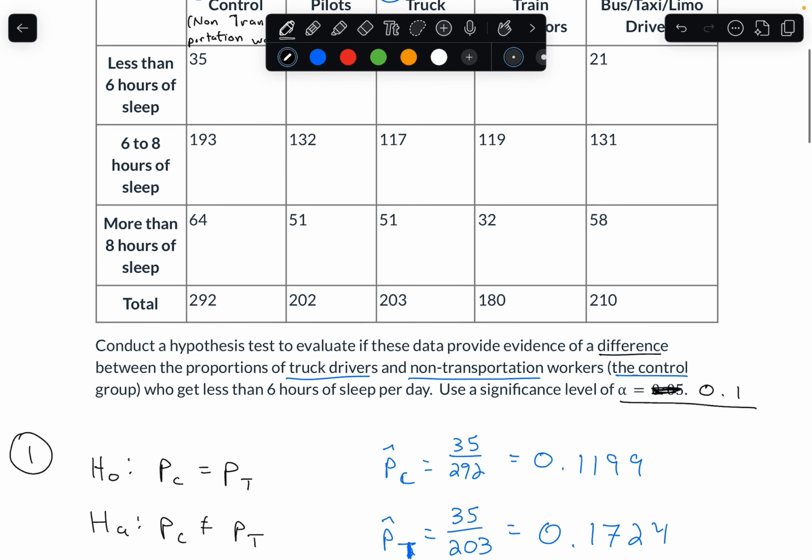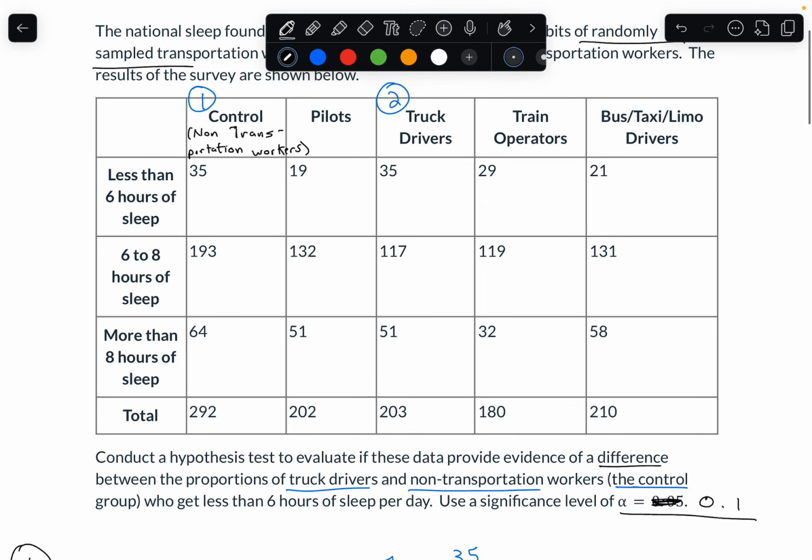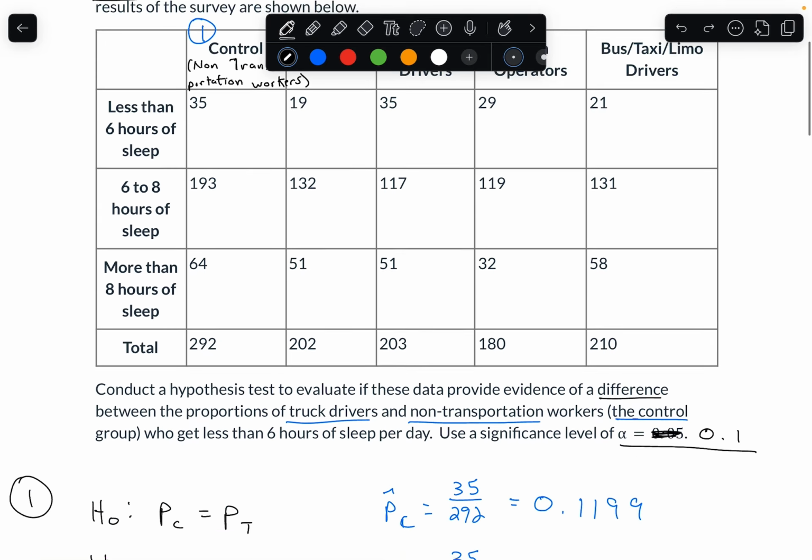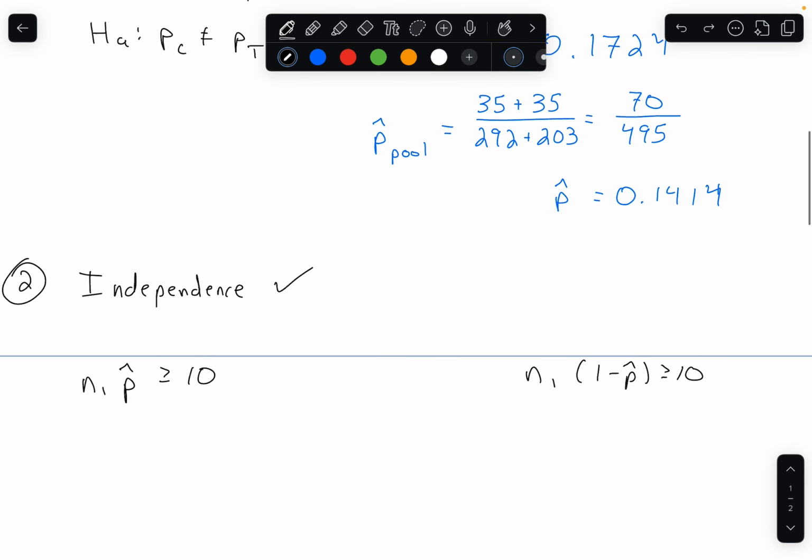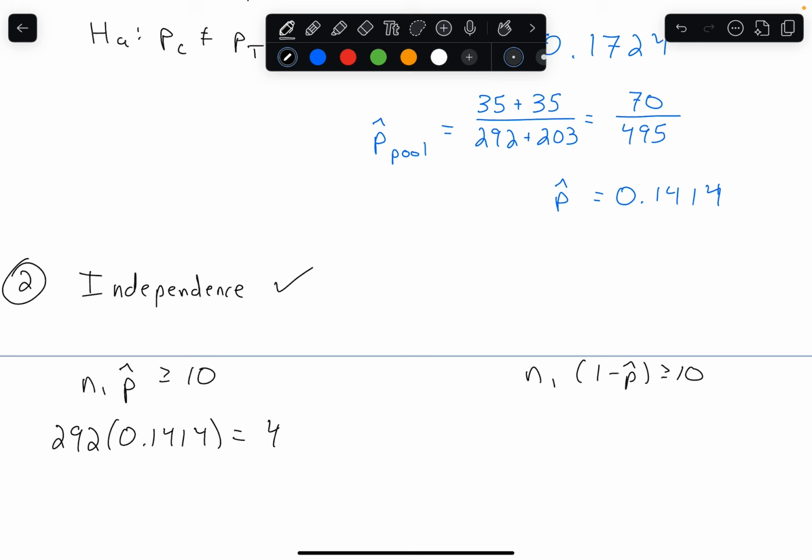We said group 1 was our control group if I go back up here, and our sample size for that group was 292. So I'm going to take 292 times our p hat, 0.1414. This should not give us any trouble, but we're going to go ahead and verify. I ended up with 41.2888, which is greater than or equal to 10. So yes, that one is met.